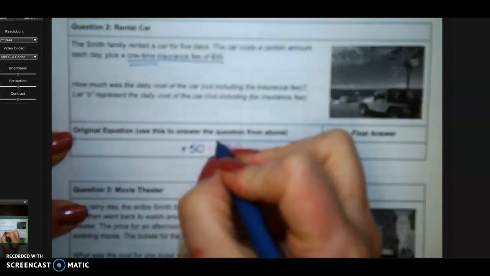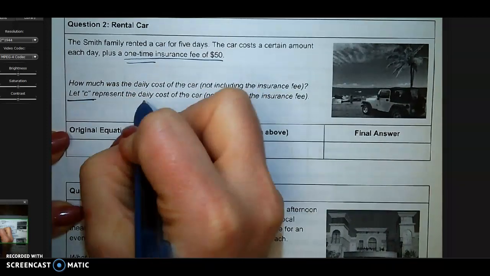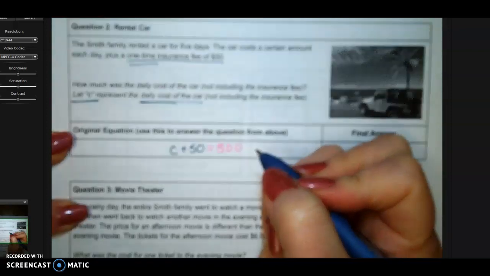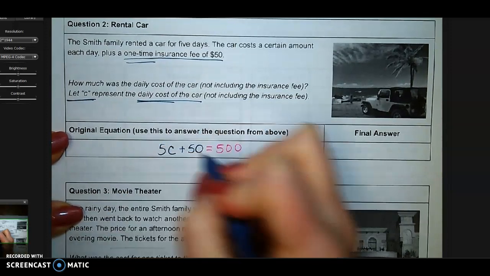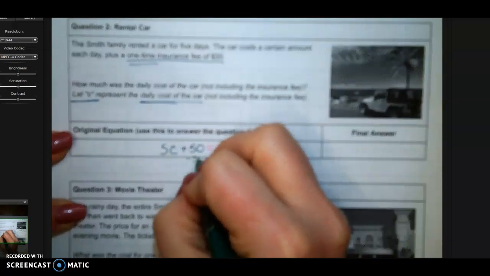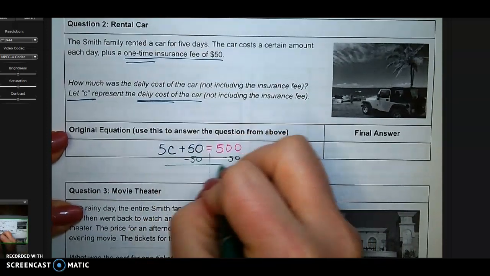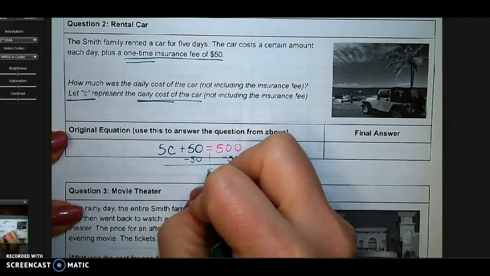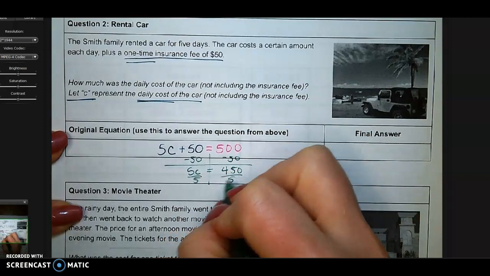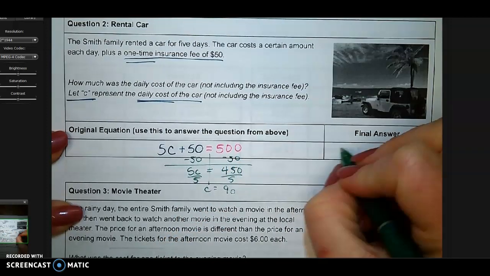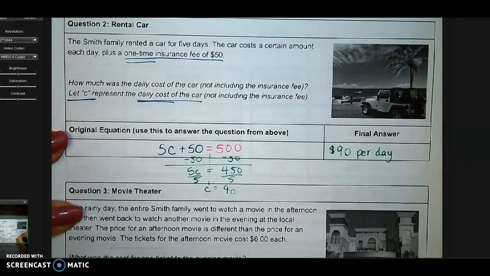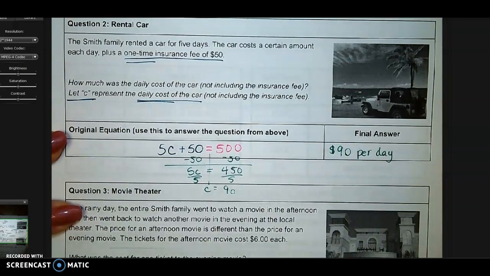And it was a positive 50, and then there's some cost C that represents the daily cost of the car. So I pay C dollars per day, but I didn't just have it for 1 day, I had it for 5 days. So again, I'm going to solve this, and this is what I should see on your paper. So they spent $450 renting the car after the insurance came out, but that was for 5 days. So for 1 day, it was $90. So $90 per day is what I should see there.